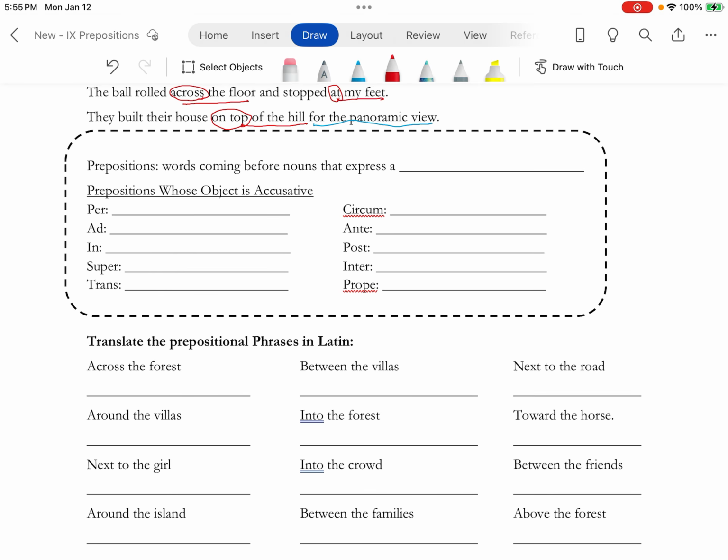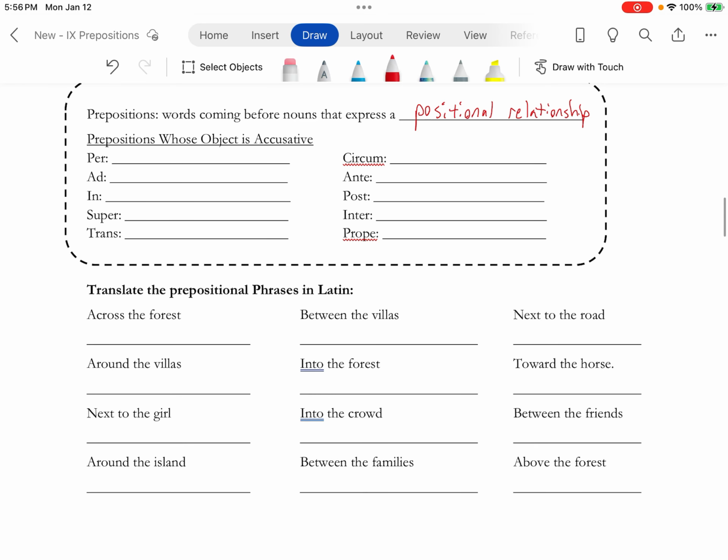Okay. Prepositions, words that come before nouns that express a relationship, and for our purpose, a positional relationship. All right. Now, this underlined part is important. These are prepositions whose object is accusative. Up to now, we have seen accusative be the direct object. Now it's going to be the object of these prepositions.